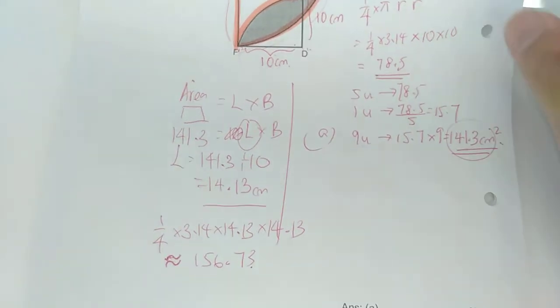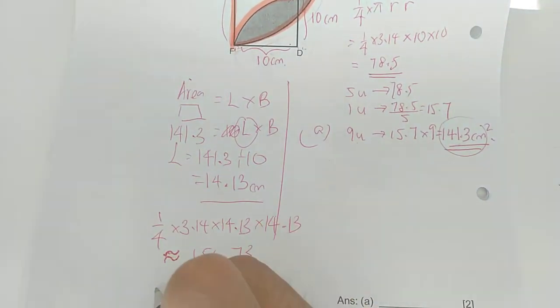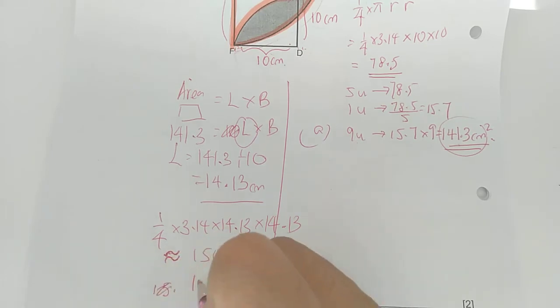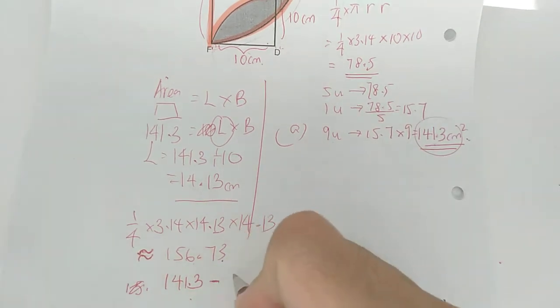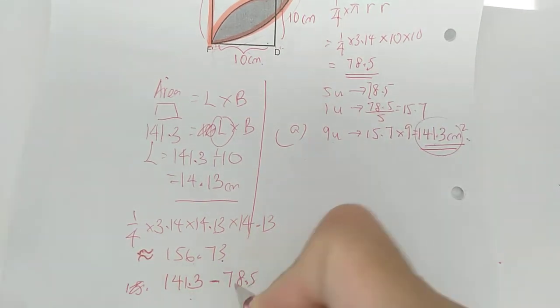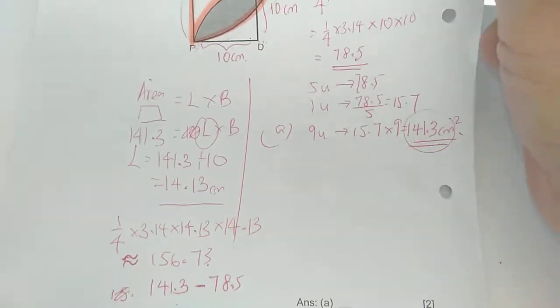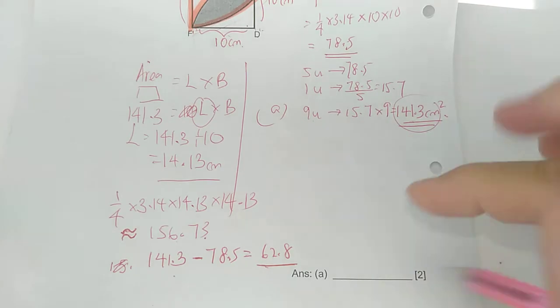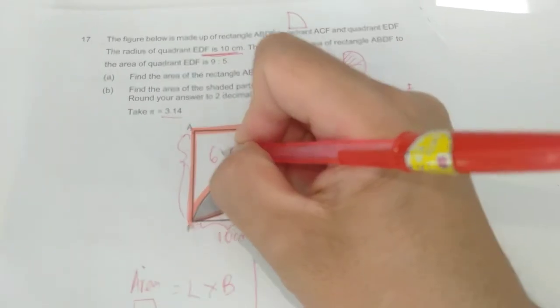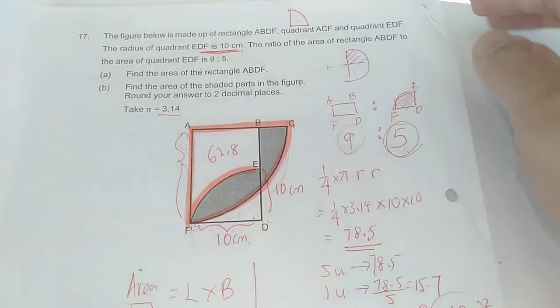So the rectangle area is 141.3. Remember, we have the area of the rectangle as 141.3. Subtract away the area of the small quadrant. We found it earlier on, quadrant 78.5, and you will get 62.8. So 62.8 is this white color part.